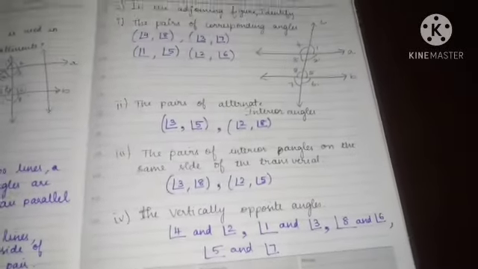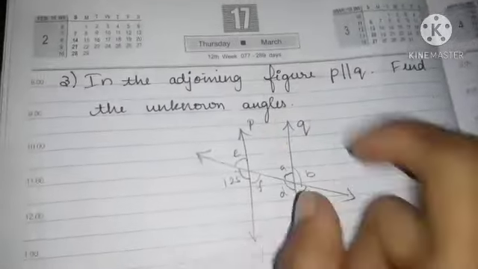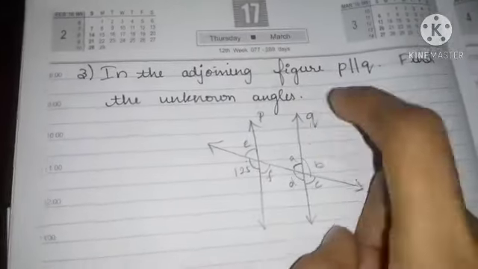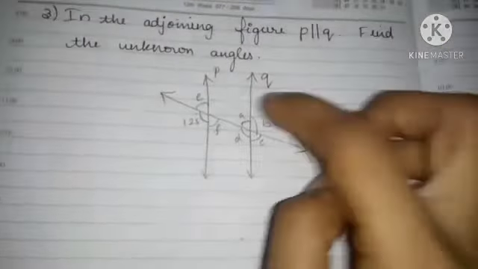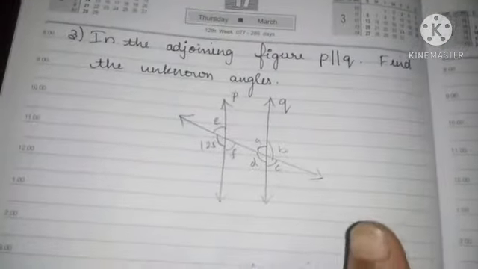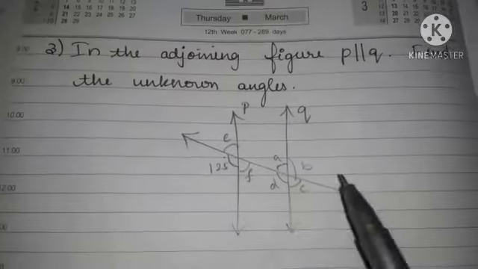Okay, understood? Next is your third problem. In the adjoining figure, PQ parallel. So you can see like this. These two are parallel lines and this is one transversal. That is the actual meaning, but the diagram is given like this, so you are going to view it like this. In the adjoining figure, P and Q are parallel lines. Find the unknown angles. Unknown angles means we are supposed to find A, B, C, D, E, F, everything.